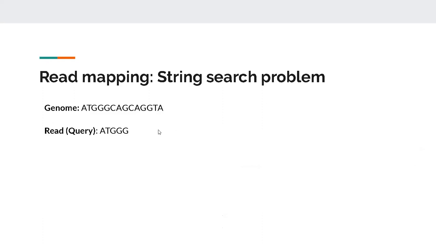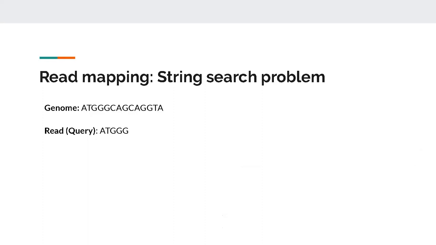So what you have is two inputs. Let's say you have a genome, which is this that I mentioned over here, and you have a query. In this case, it's AGGGG. And all you want to do is see, okay, tell me where is my read coming from in a given set of genome. So that is all the exercise is.